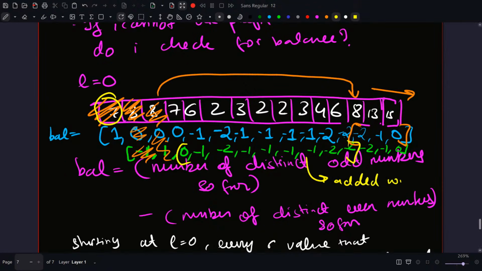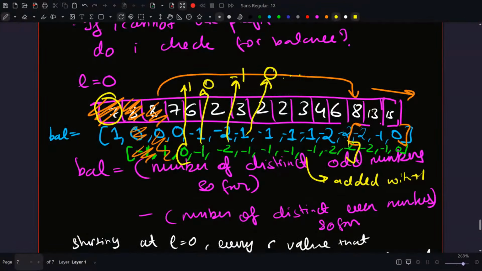They get added with +1 because now there's an even number which has not appeared, so basically the -1 effect is removed. So this whole range will get a +1. This will become 1. Sorry, this will become 0. This is going to become -1, this is going to become 0 again, and so on. Are you getting me?